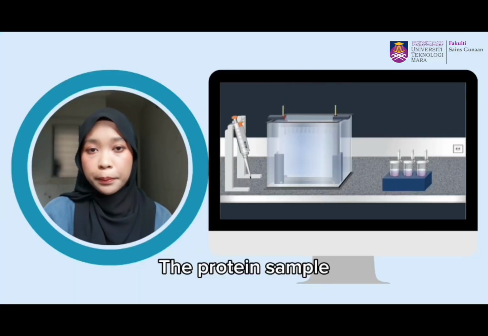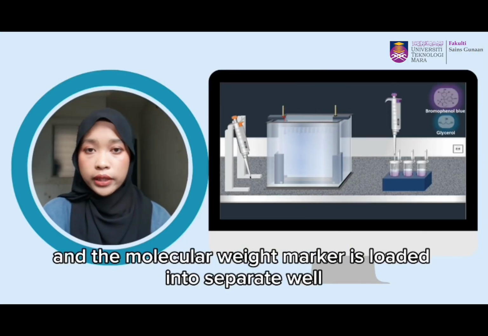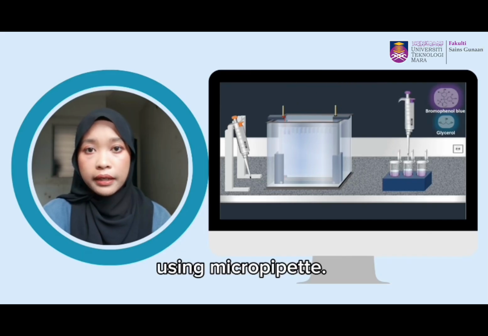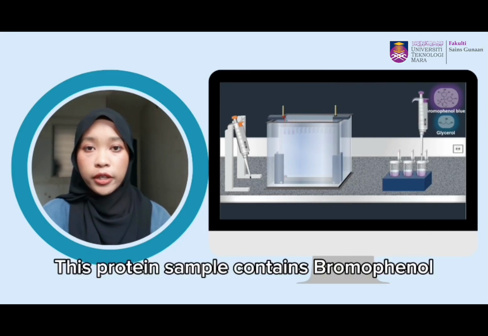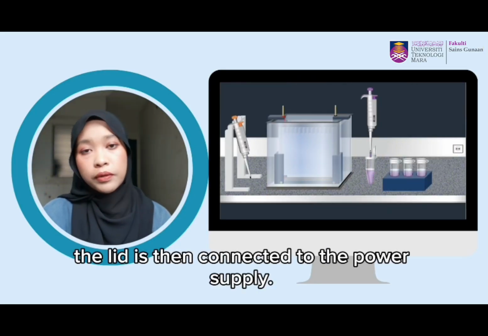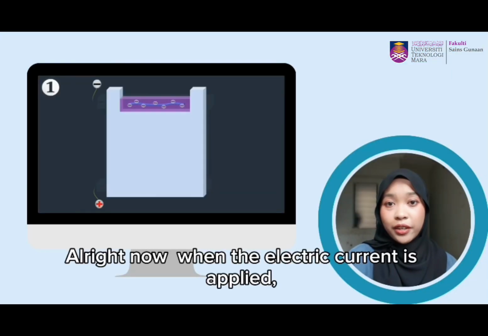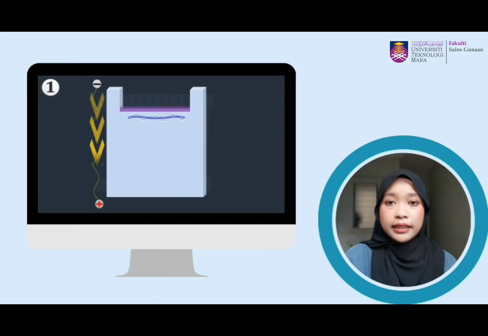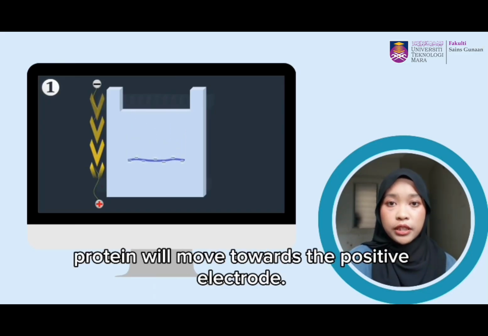Next, the protein sample and the molecular weight marker are loaded into separate wells using a micropipette. This protein sample contains bromophenol blue and also glycerol. And lastly, the lead is then connected to the power supply. Alright, now, when the electric current is applied, the negatively charged proteins will move towards the positive electrode.